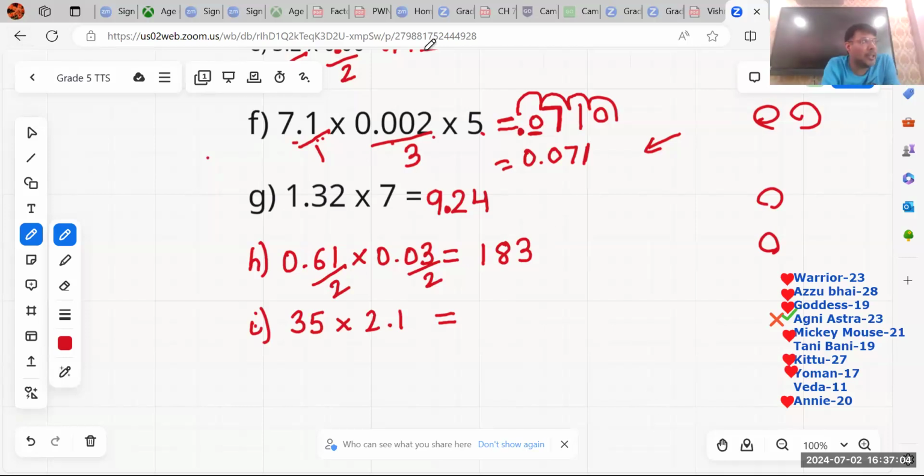Now shift it up and tell me. What will you get? Quickly, quickly shift it. Sir, but how can we shift 4? You try. Let's see what the answer will be after one shift. Quickly. 18.3. After 2 shifts, what will the answer be? 1.83. After 3 shifts, what will the answer be? Quickly. 0.183. After 4 shifts, what will the answer be?